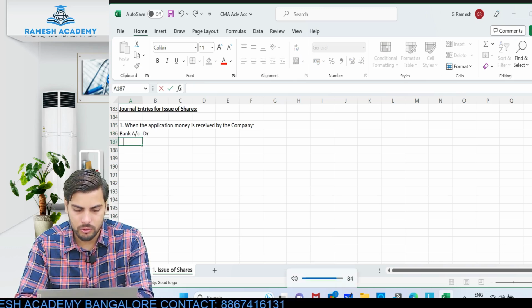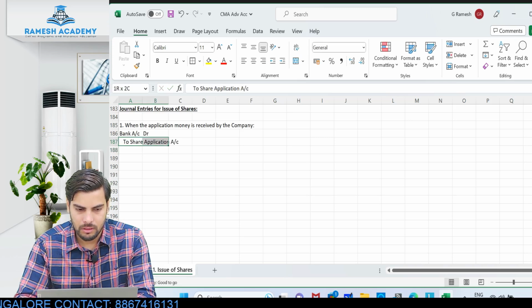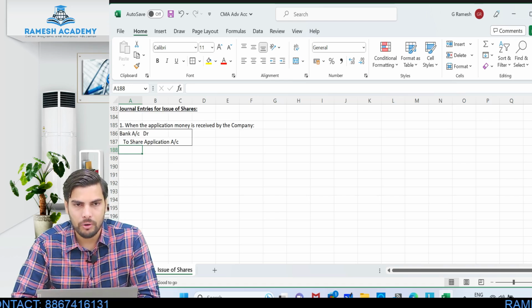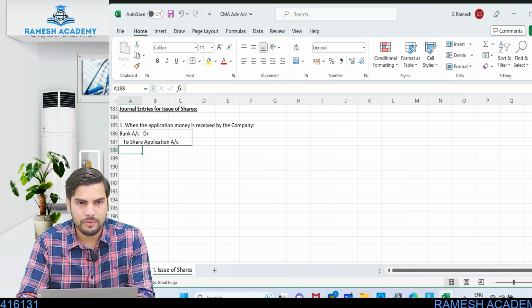Okay, so to what? To share application account. This would be the first journal entry. So whenever I'm receiving the amount, the entry will be what? Bank account debtor to share application account. This was the first transaction.